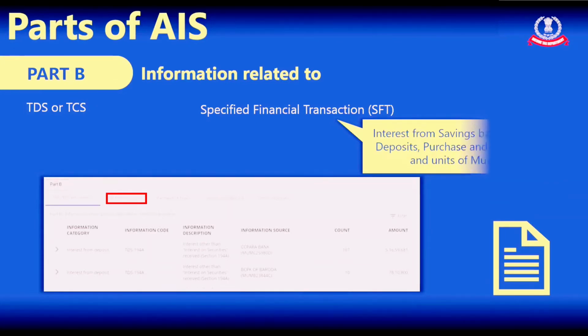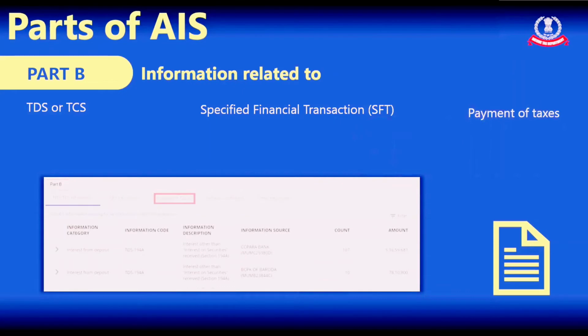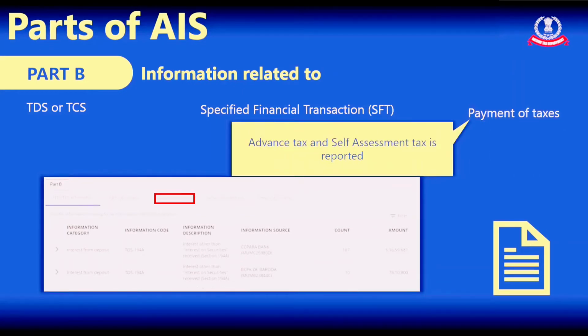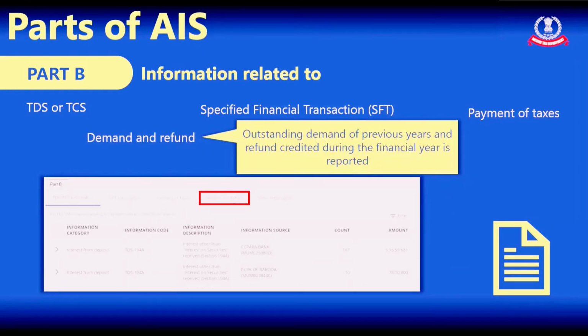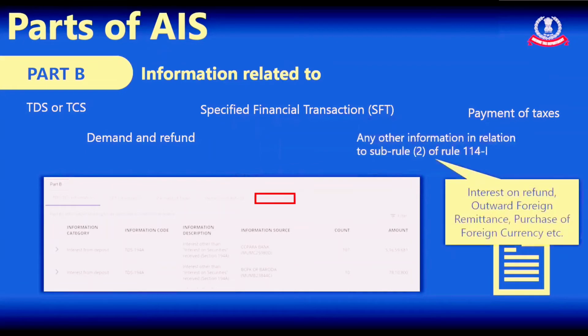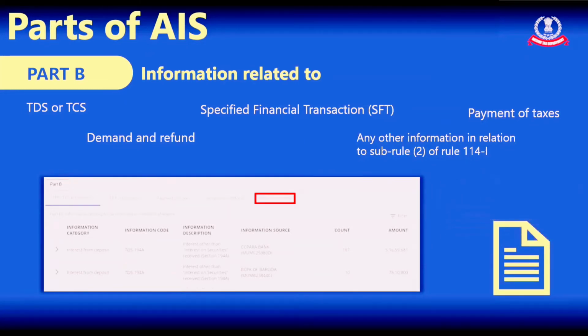In Part B only, you come across information related to payment of taxes, like the advance tax and self-assessment tax paid is reported here. Demand and refund, which includes outstanding demand of previous years and refund credited during the financial year, is reported in this section. It also contains information of interest on refund, outward foreign remittances, and purchase of foreign currency, and any other information in relation to Sub-Rule 2 of Rule 114I.